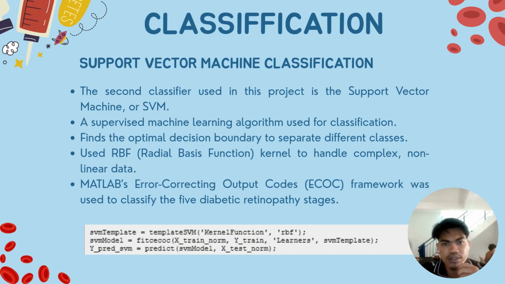The second classifier used in this project is the support vector machine, or SVM. It was used to find the optimal decision boundary to separate different classes. It used an RBF, radial basis function, kernel to handle complex and non-linear data. MATLAB's error-correcting output codes (ECOC) framework was used to classify the 5 diabetic retinopathy stages as shown in the slide.